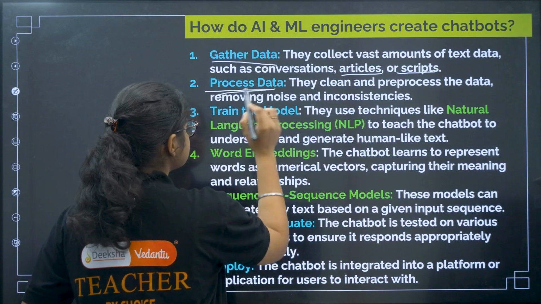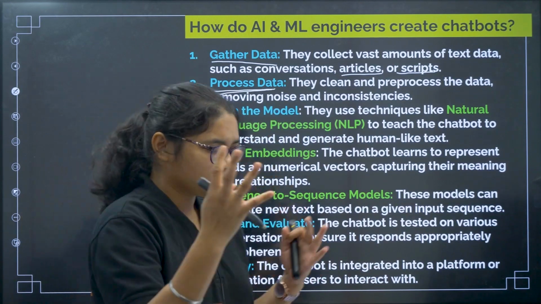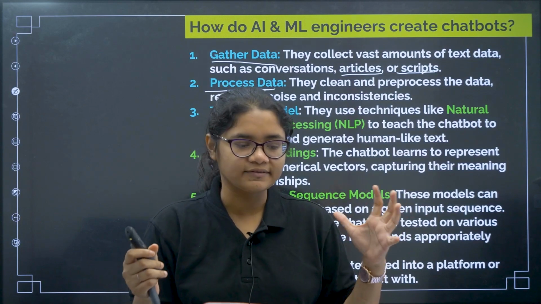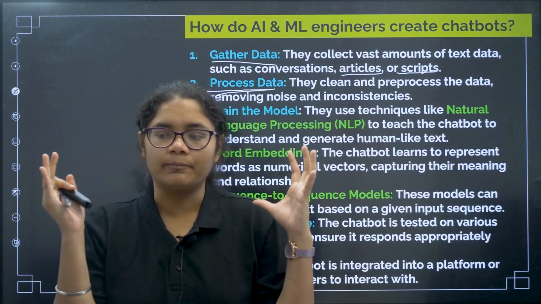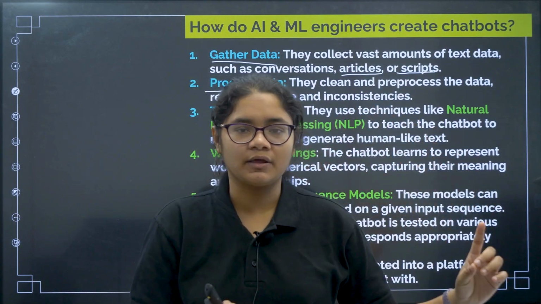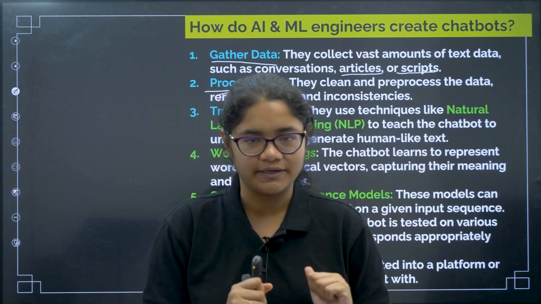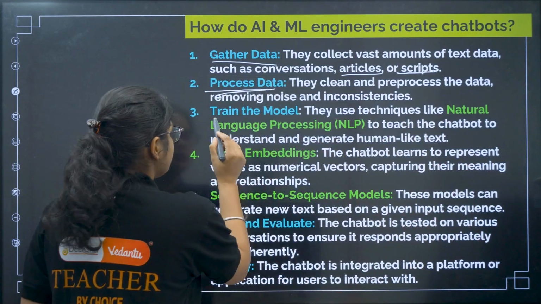Next, process this data. After getting this data, they need to process it. Suppose a certain type of questions can be answered in a particular way, so that type of processing with this data has to be done. Next, coming to training the model.